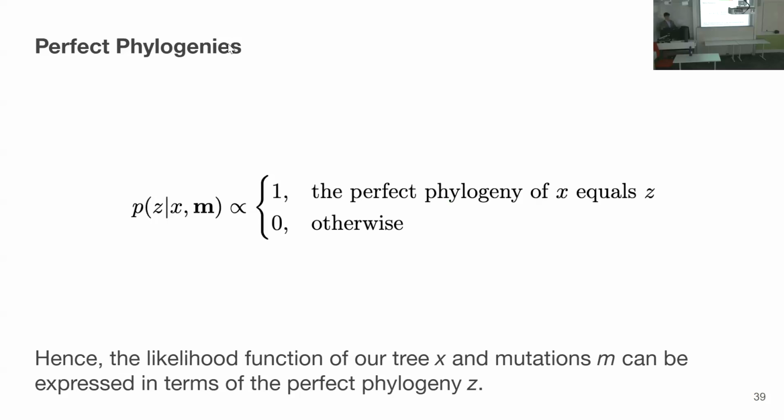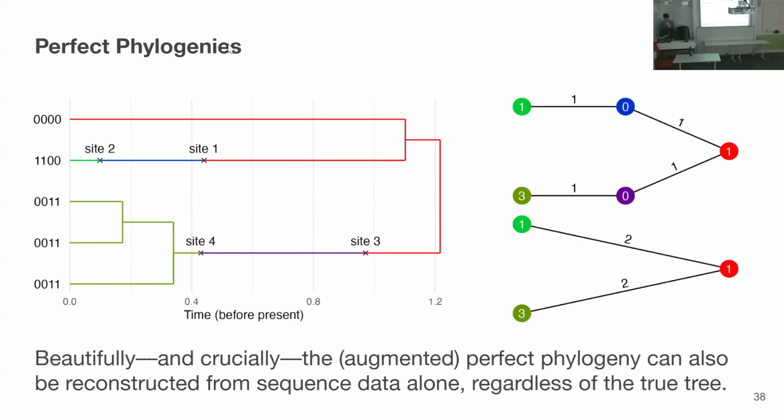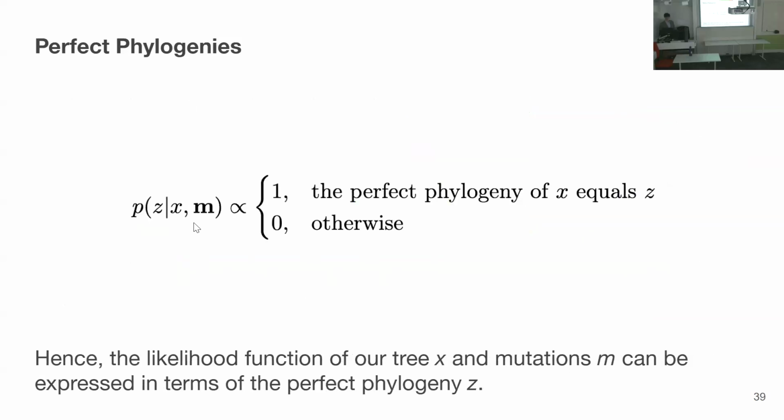In particular, the formalization of how this works is that, as I said, we can construct this perfect phylogeny or augmented perfect phylogeny. They basically reflect the same amount of information from the sequences at the leaves alone. Also, if we propose some tree X together with the mutations M along the branches of that tree, that in and of itself gives rise to some other, or potentially the same, perfect phylogeny. And so we can say that the likelihood of the perfect phylogeny Z, which was constructed from the data, is equal to 1 if it matches the perfect phylogeny of X together with mutations M, and 0 otherwise.